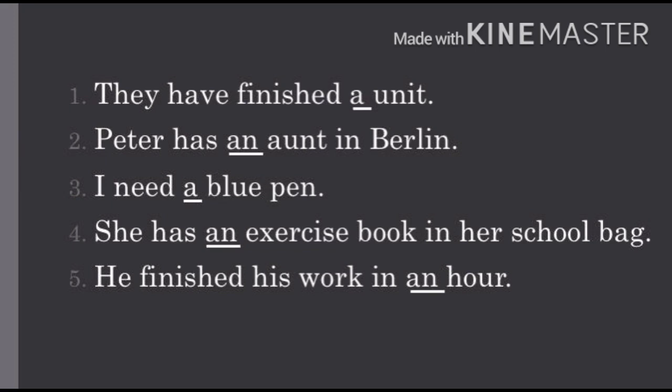A unit. Next one, Peter has an aunt in Berlin. Here, aunt starts with a vowel, so we will use an. Third one, I need a blue pen. Here, blue starts with a consonant sound, so we will use a. In this way, we will check whether to use a or an.